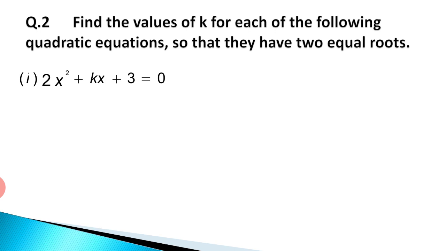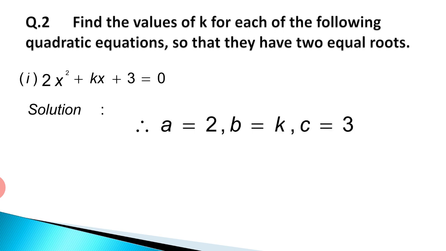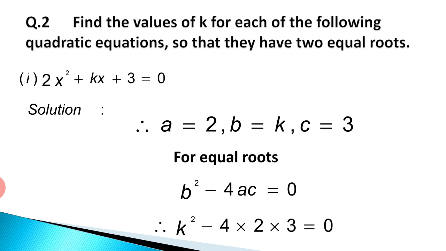Now 2x square plus kx. Here b is k, which is unknown to us. So again we write a, b, c. Then we write the condition that b square minus 4ac should be 0. Put the values. So b here is k. So k square minus 4ac. That is 4 into 2 into 3, that is 24. So k square minus 24 is equal to 0.